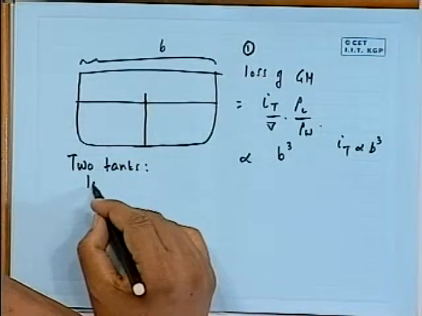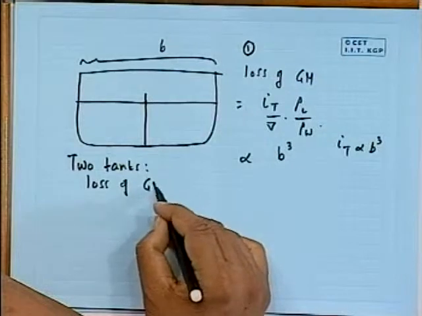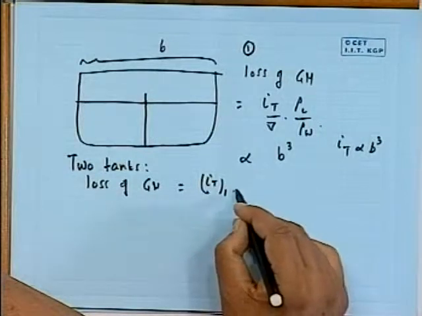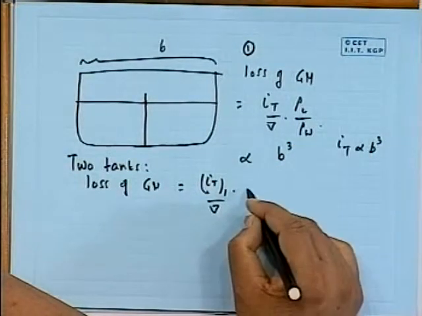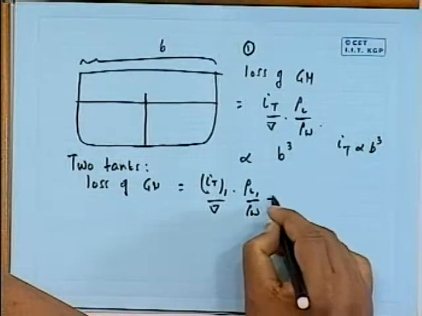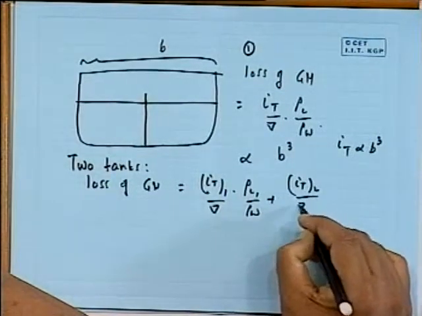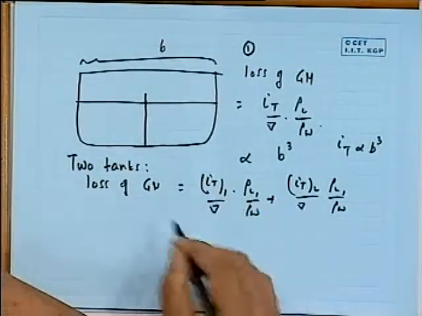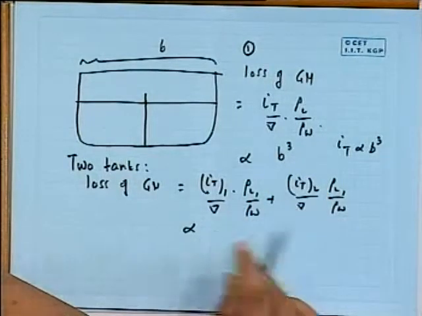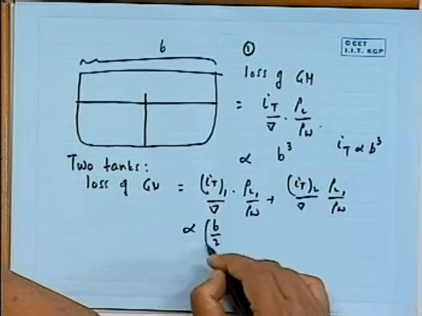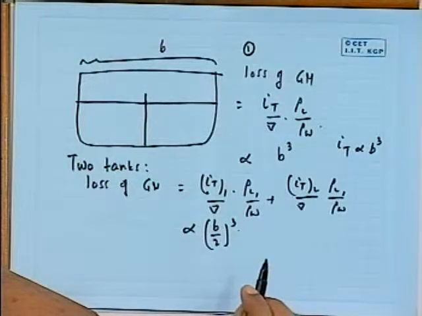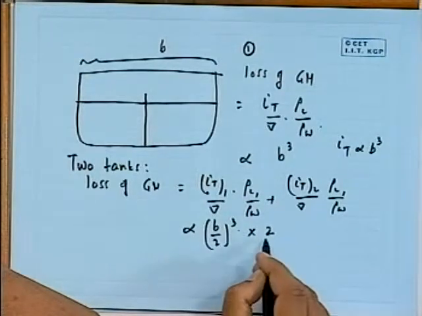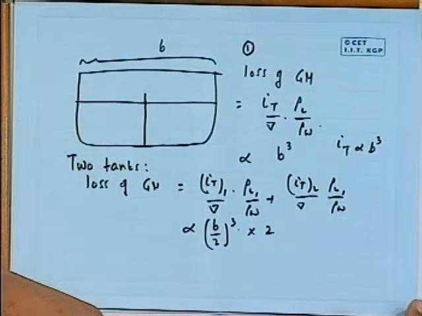What is happening is that now loss of GM is IT1 into rho liquid, let me take constant, rho liquid by rho W plus IT2 by this thing. Now what is IT1? This is proportional to, actually I probably should not take proportionally, it is proportional to (B/2) cube. But there are 2 of them, so there is number 2 that comes in. So you see this 2 comes in actually, and that's sort of important.